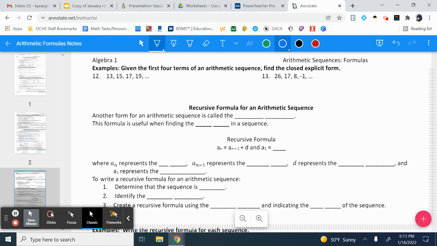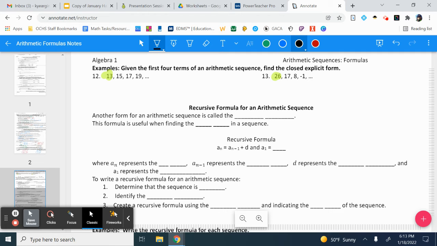Now for the next examples, they've given me the first 4 terms, and they want me to set up the closed explicit. So remember, before we can close it, we have to open it. Pretty simple here because my first term is going to be given. So my first term in each of these problems is given to me. Then I just need to find my common difference.